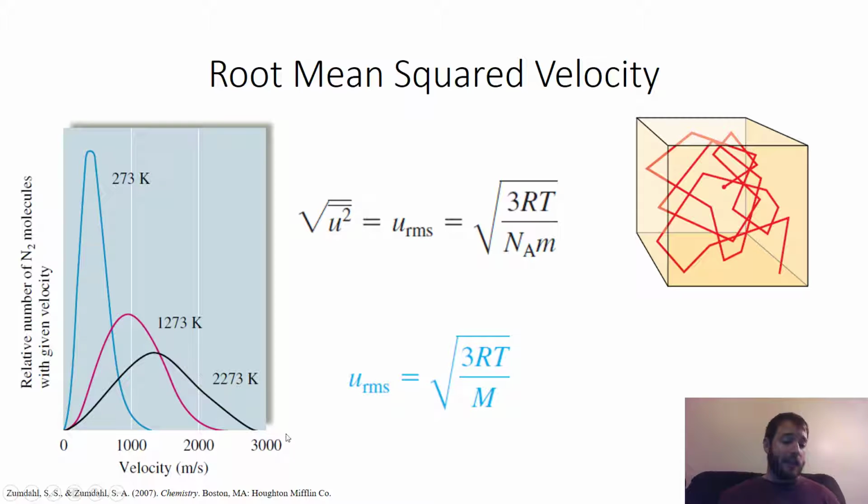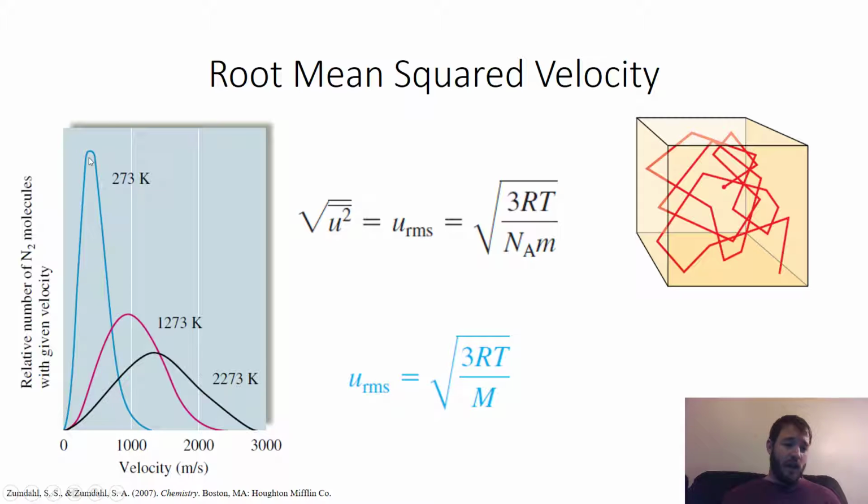If you look at a graph of the amount of nitrogen molecules, or any gas molecules you're talking about, versus the velocity, what you'll see is that as you increase the temperature, the velocity of the particles is also going to increase. And so if you look at these 3 temperatures, we have 273 Kelvin, 1273 Kelvin, and then 2273 Kelvin. Where the peak of each of these lines are is the average velocity of the particles at that temperature.